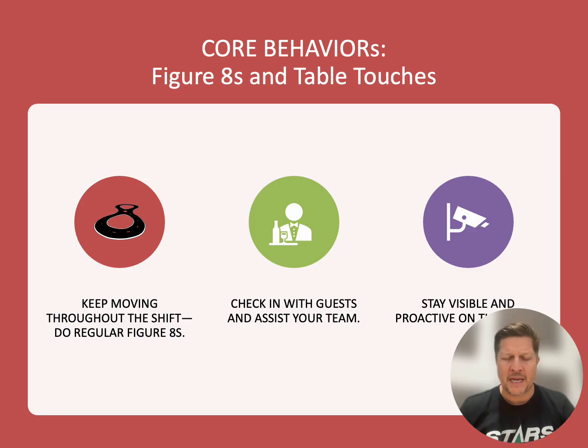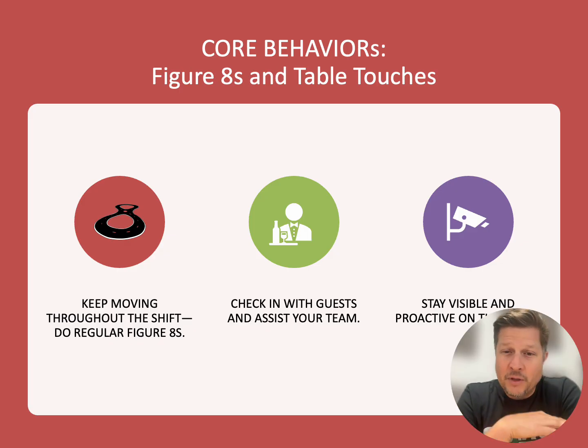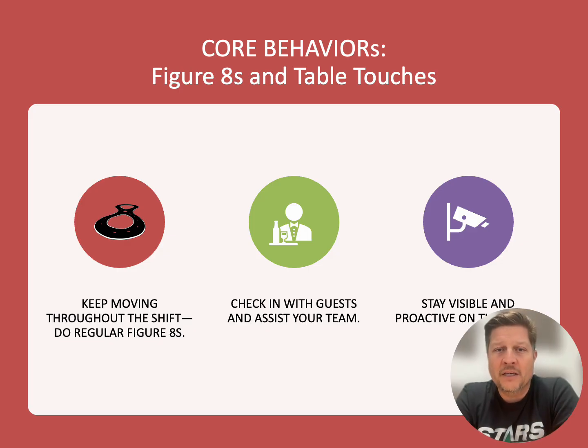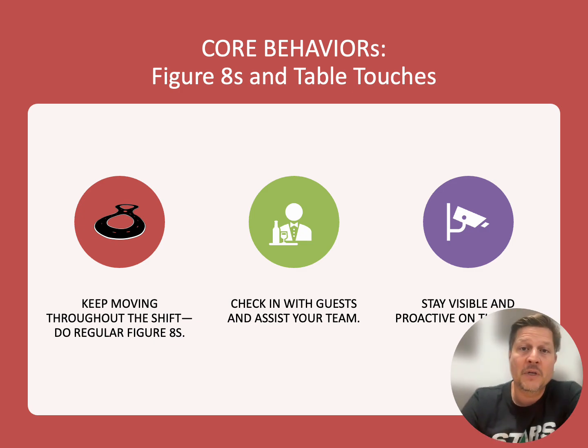Okay, so here are some of the core behaviors that we're talking about. Let's get into some nitty gritty of your training. It starts with figure eights and table touches. These are two super important things that I'm always talking about, but I don't know that they get relayed to our staff very well. So let me explain more of what they are. Figure eights are how we move through the floor. You need to regularly loop through to check tables, greet guests, check on guests, help the team. So you're not just identifying parts that need to be done, you're actually helping the team as well.